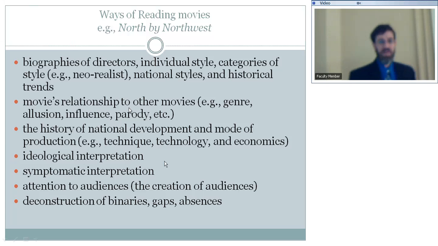Of course, the other thing that we do when we watch movies is that we think about audiences. So you'll probably hear critics do this a lot. They'll talk about, well, this audience is going to think about it this way, and that audience is going to think about it another way. And we talked about that in class last time when we were talking about the difference between how Americans are going to understand North by Northwest and how people in Ethiopia understand North by Northwest.